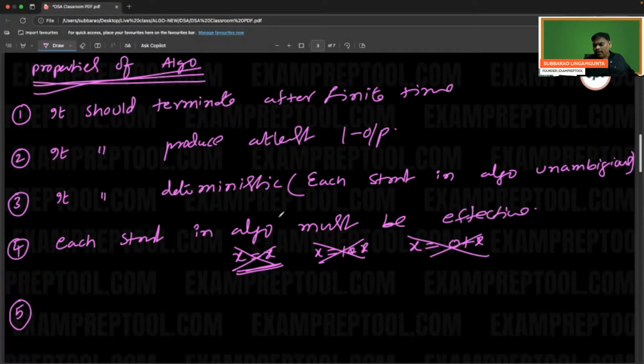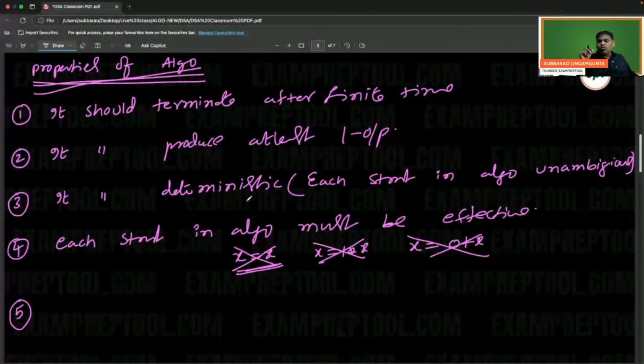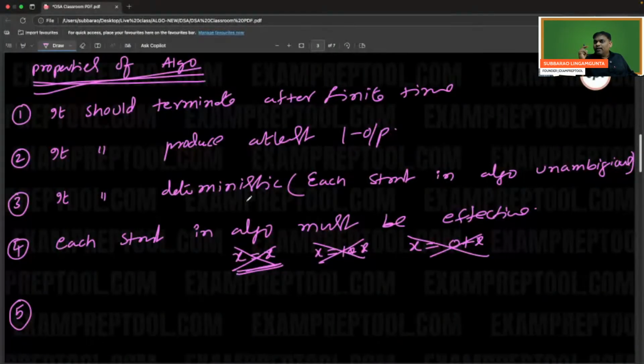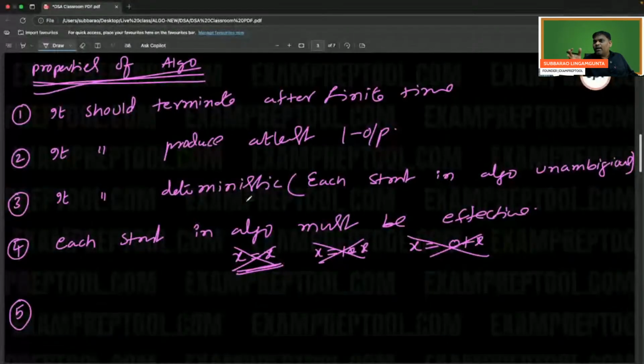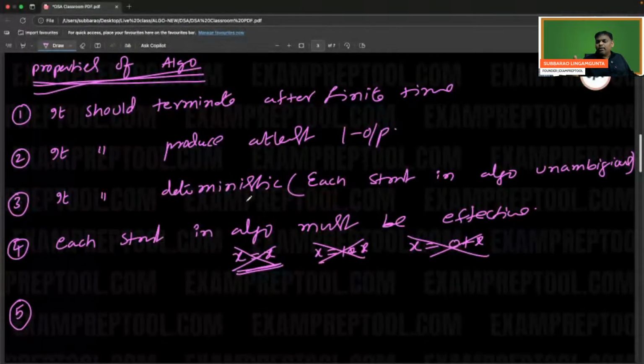Because algorithm is meant for machine. Machine doesn't know human language. Humans are very dangerous. A human one time will say hi, but the internal meaning is bye. Someone came, someone said hi, and the human says hi back, but the internal meaning is bye. So what I mean to say is, don't behave like a human, because the machine cannot understand all these things. It should be deterministic.